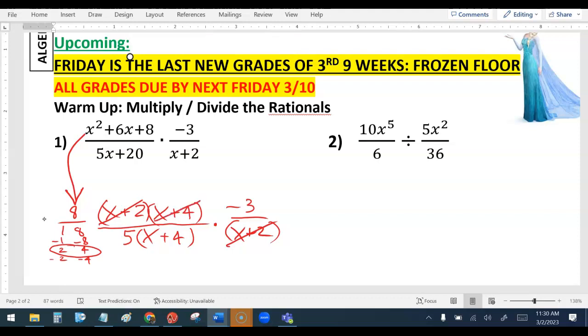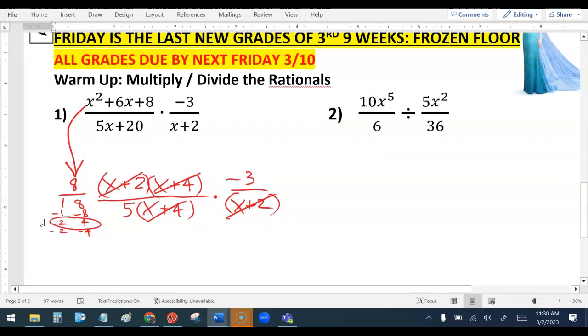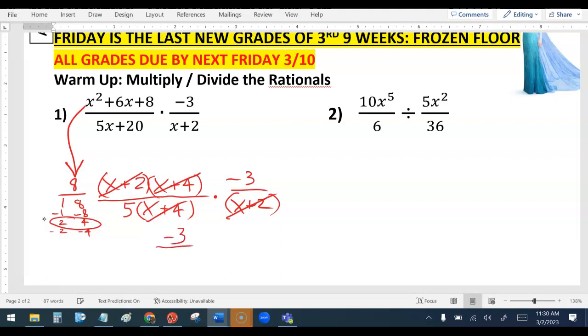The x plus 4 and the x plus 4. So what's left over? On top, we have -3. On the bottom, we have 5, and that does not reduce. You can try, but it doesn't reduce. Not even if you look it up on your phone right now. Don't do that. Right? Guns N' Roses? All right, so that's our answer, -3/5.